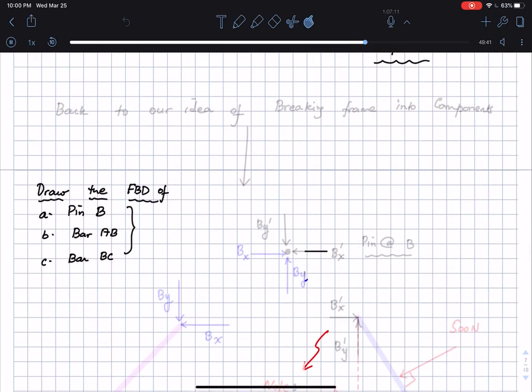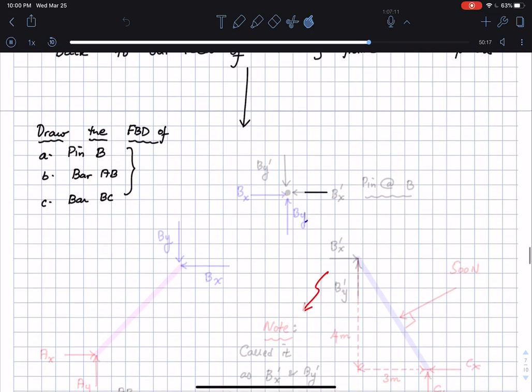Okay, so I go back to our problem. So back to our idea of breaking the frame apart into components. Okay, if I do that, I will be taking it on to the next page, and you see that if I break the frame into its pieces, I'm going to have the bar AB, I'm going to have the bar BC, and then I'm going to have the pin at B. Of course I'll have the pin at A and C. I'm not too worried about those.